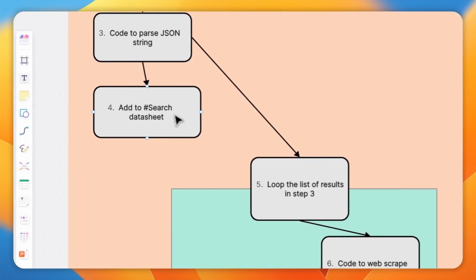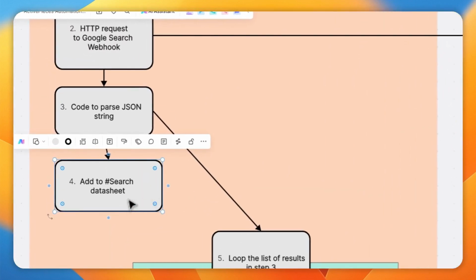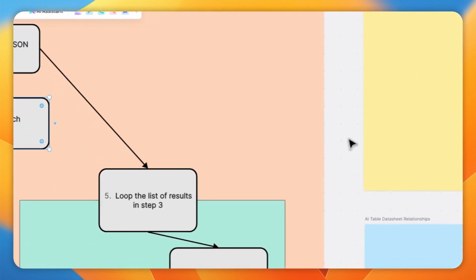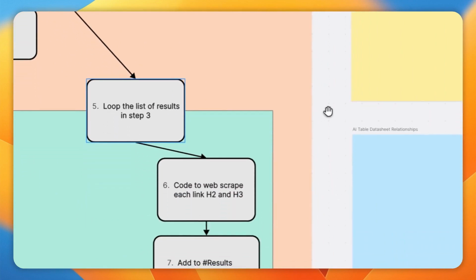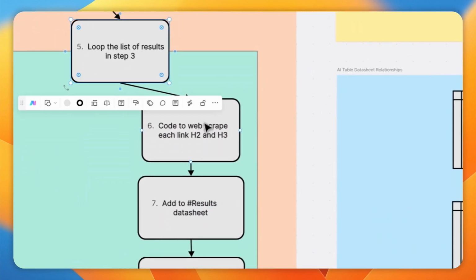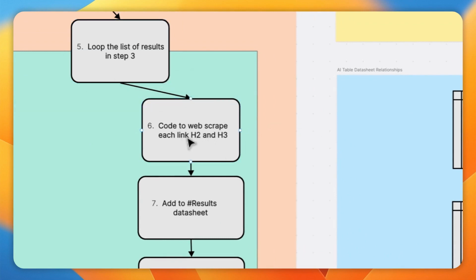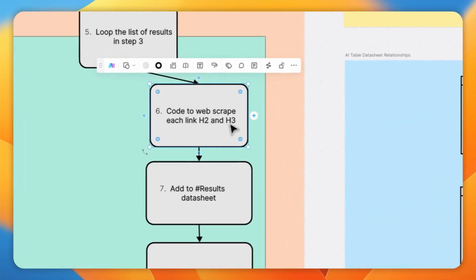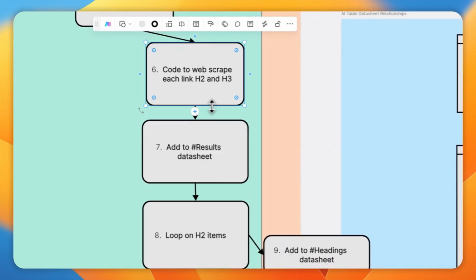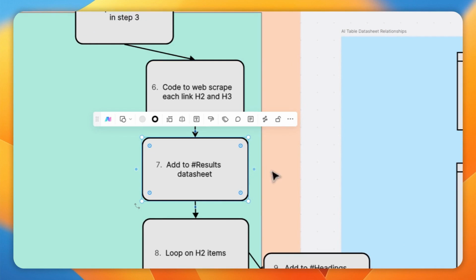And then each time we make a call to this webhook, we're going to add a search data sheet record. Once we do that, we're going to loop through the results that we receive from step 3, which is an array. We're then going to add a code step that does the actual bulk of the work of web scraping. We're going to go to each link and scrape the H2 and H3 tags. For each one, we're going to get an array of H2 and H3, which we're going to process later on. And then for each pass of these search results, we're going to be adding to the results data sheet as a record.